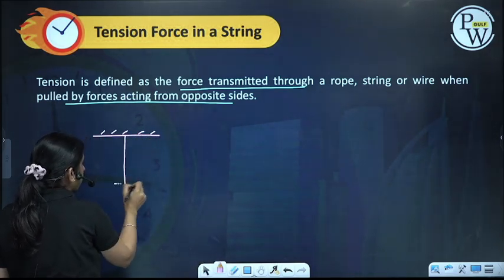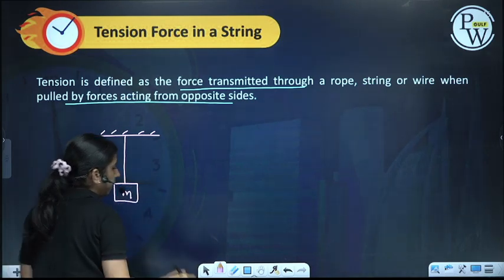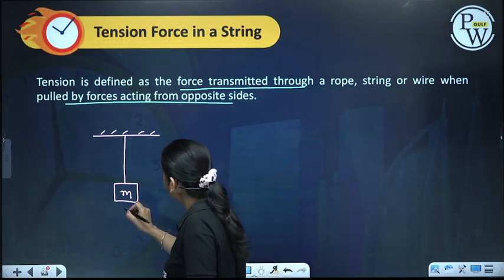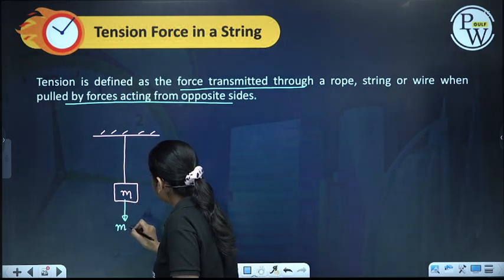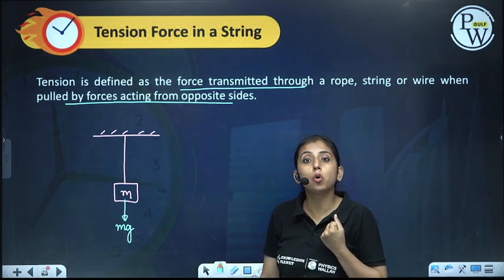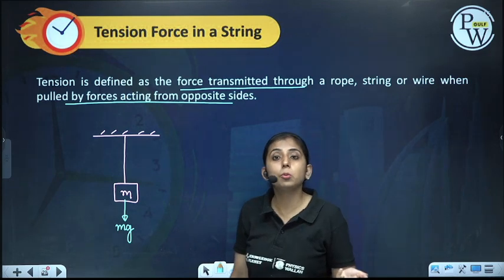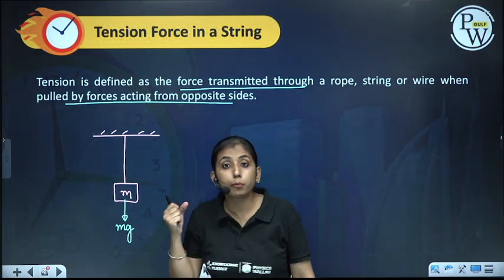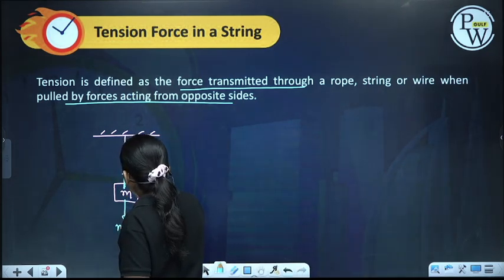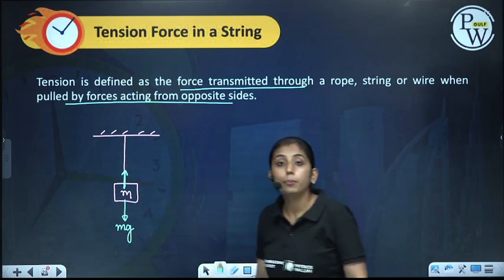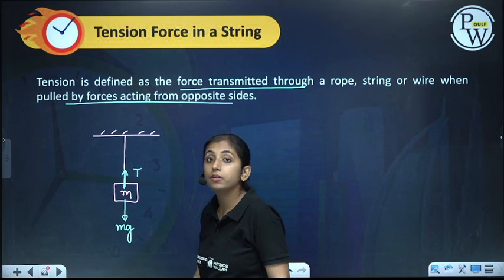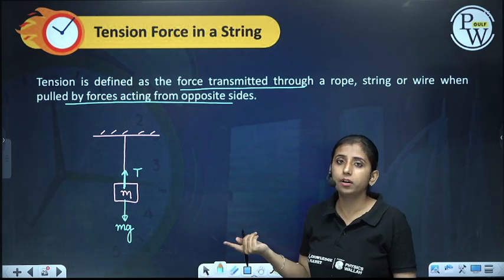Suppose we have a block of mass m hanging from the ceiling with a rope. What will happen? Mg force is acting on this block downwards, so the block is trying to pull the rope downwards. Every action has an equal and opposite reaction. If we are pulling the rope downwards, the rope will also pull this block upwards. So the tension T will act on the block in the upward direction, okay?